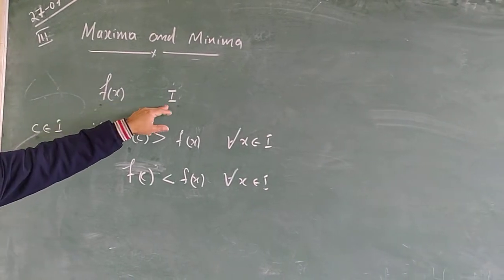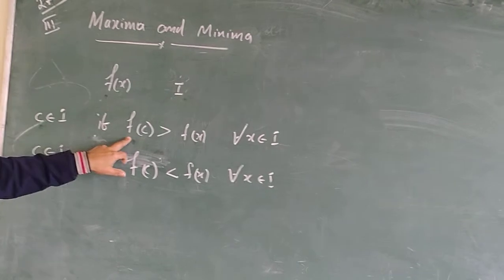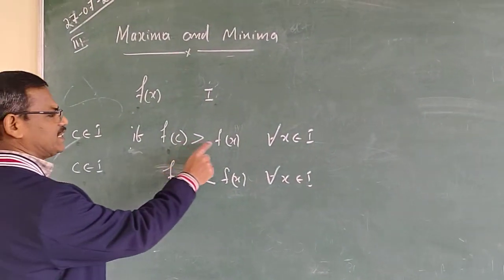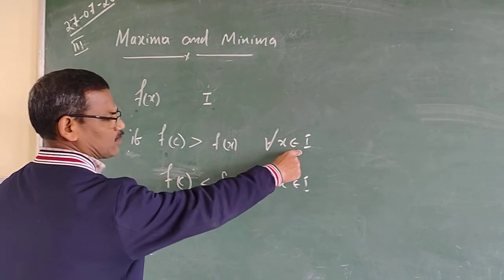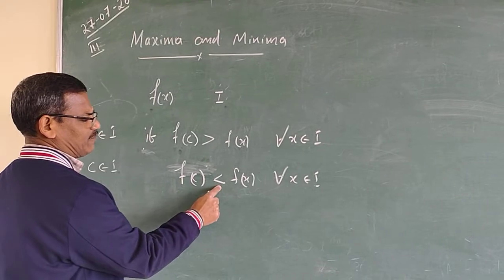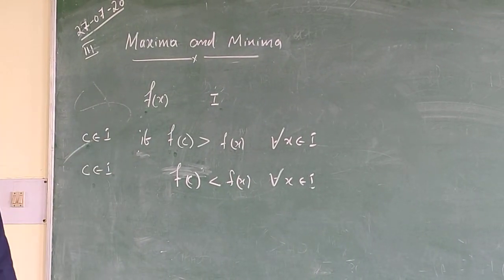f(x) is a function, okay? Then c belongs to I and f(c) is the maximum value of the function if f(c) is greater than f(x) for all x belonging to I. It is said to be a minimum value if f(c) is less than f(x) for all x belonging to I. This is the definition of maxima and minima.